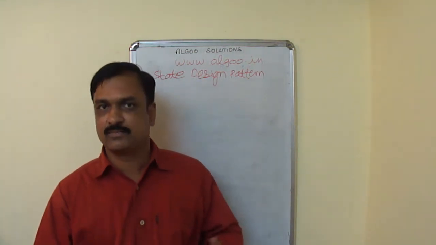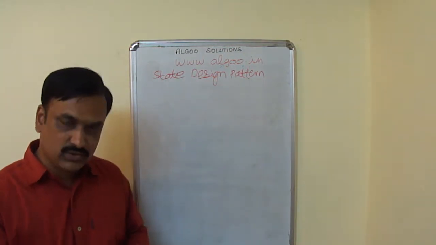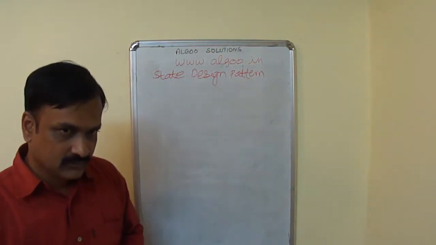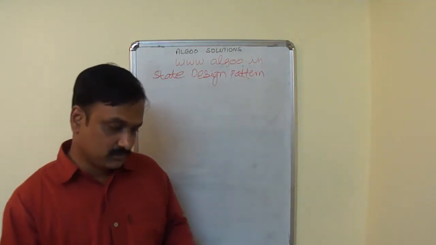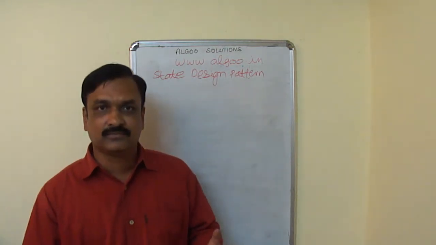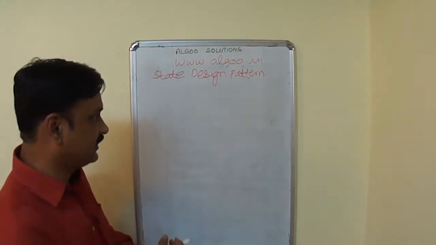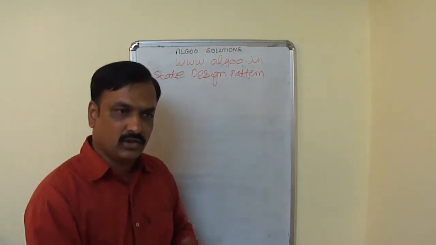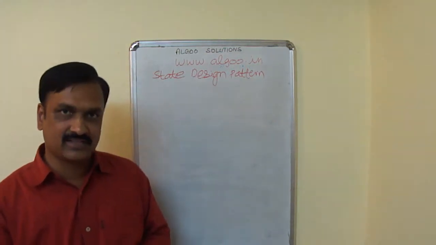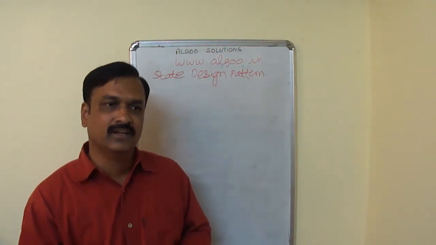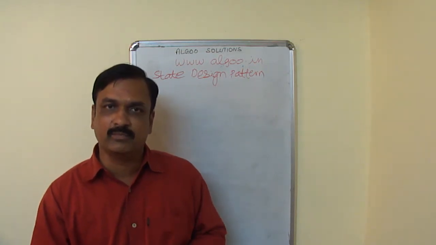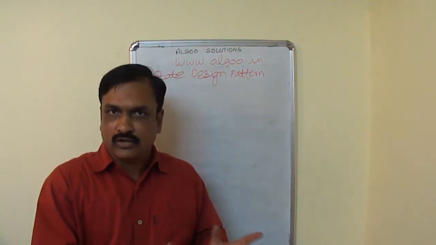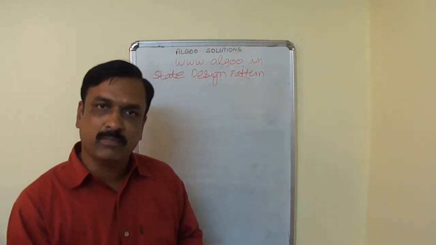Now GOF starts by saying that it allows an object to alter its behavior based on the internal state. Now I repeat, it allows an object to alter its behavior when the state changes, or when the internal state changes. Now in general this is also called objects for states or a finite state machine. If you look at the finite state machine, how you used to implement it in procedural programming, let's see what this FSM or state pattern is.